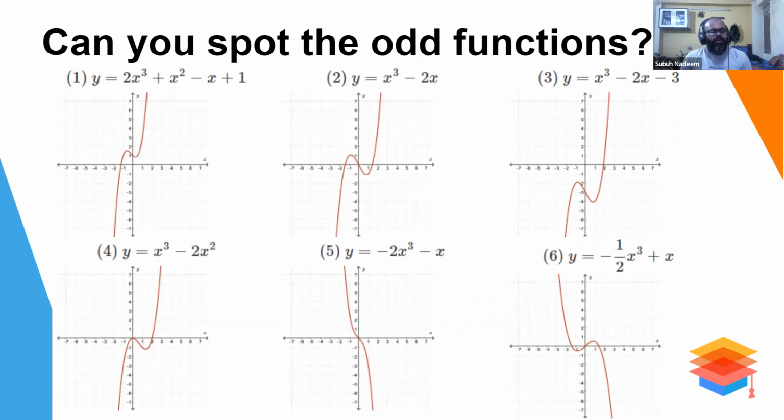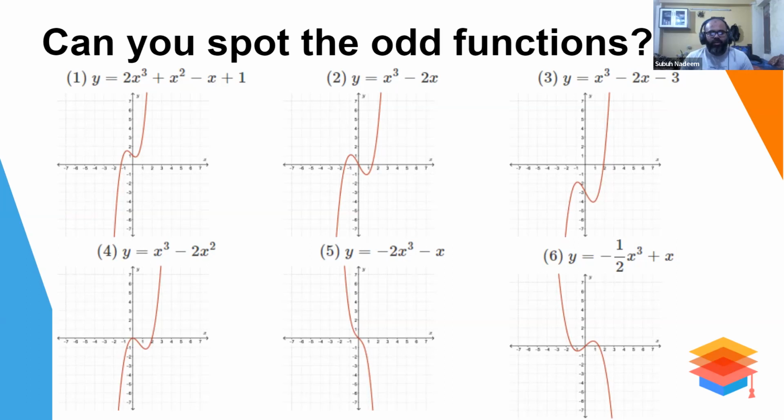So first one, the graph is given. What can you tell about it? Is it even? Is it odd? Yeah, it is none of them. So I think A is even. It is not a mirror image about the y-axis. So A is not even. It has to be a mirror image about the y-axis.